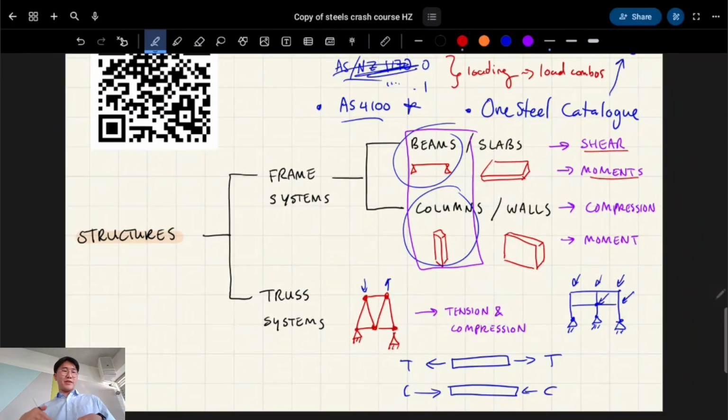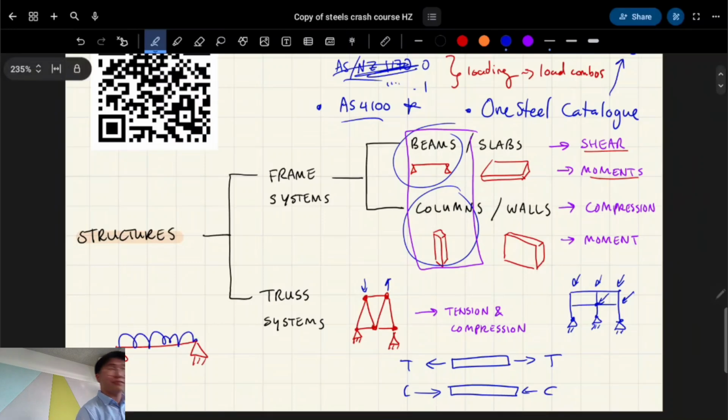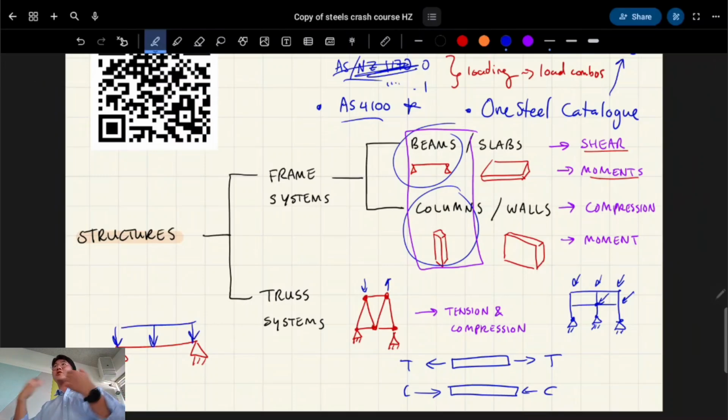With beams, we find shear and moments. So if you recall back to 1300, you would have seen a lot of simply supported beams like this, and they might have a distributed load or something on them. I've just drawn these lazily, but these are downwards arrows. So you have to draw the shear force diagram, you have to draw the bending moment diagram.